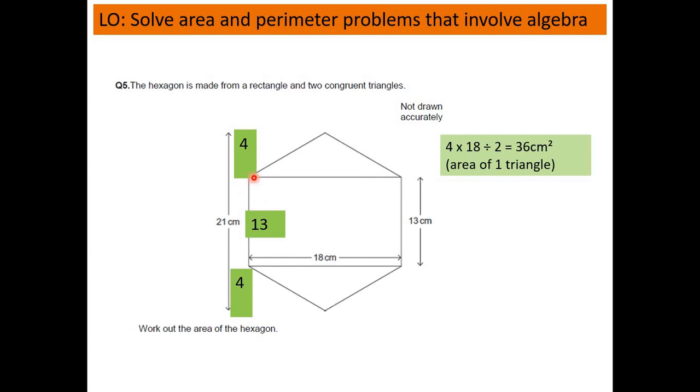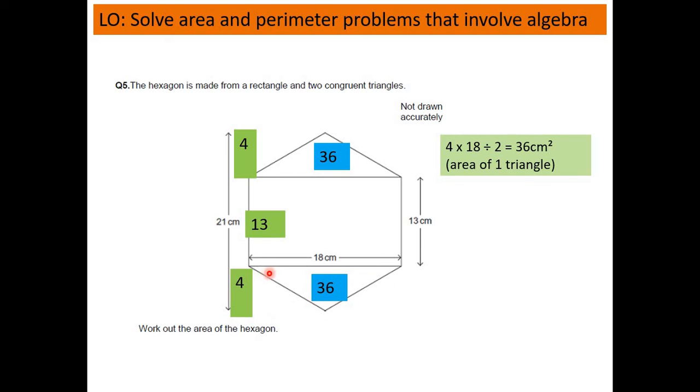So we know that this measurement along here is 18 centimeters, and the measurement height is 4 centimeters. So we are going to multiply them together. 18 multiplied by 4, and then divide it by 2 is going to give us 36 centimeters squared. That is the area of one triangle, which means that the area of the other triangle has to be 36 centimeters squared too, because they are congruent.